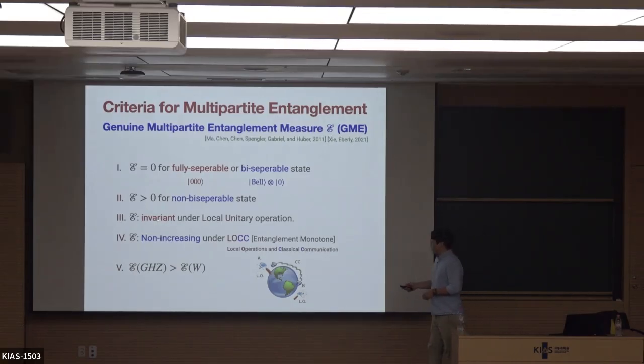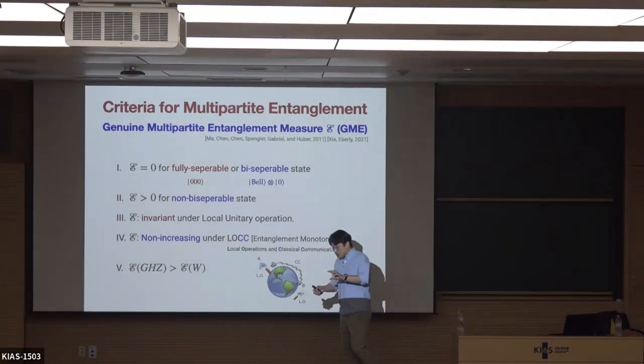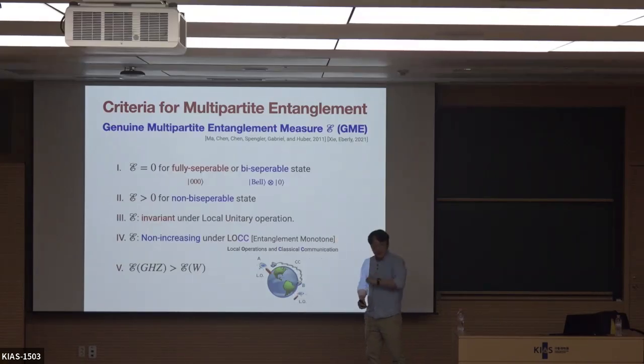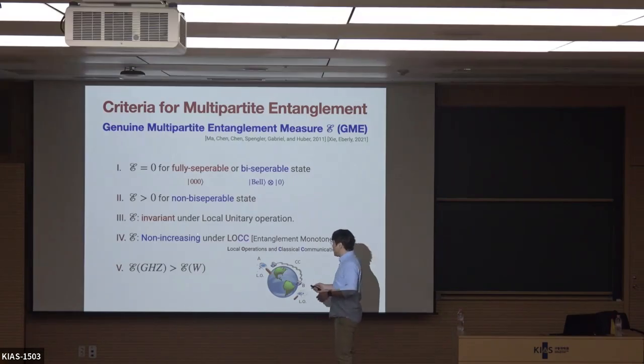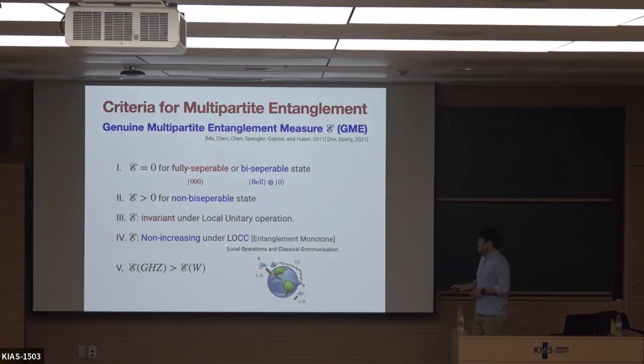The third one is locality. It should be invariant under local unitary transformations. You have each subsystem, and if you perform a local unitary, meaning you act with a unitary transformation on each subsystem separately, then the measure is invariant. It's reasonable. And then the most non-trivial and difficult to prove is that it is non-increasing under LOCC, local operations and classical communication. This is somewhat difficult to prove.